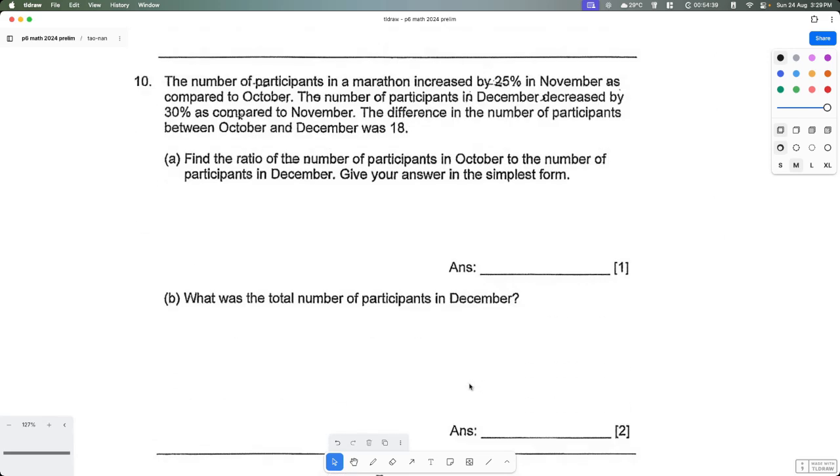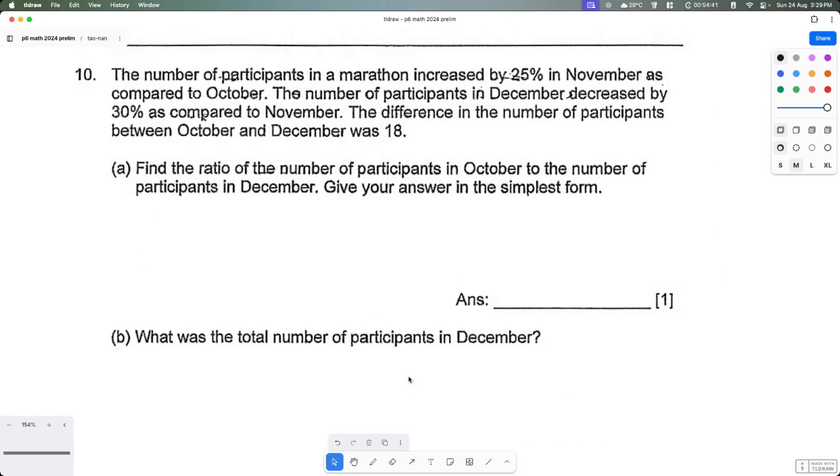Let's move on to question number 10. Okay, so question 10 says the number of participants in the marathon increased by 25% in November as compared to October. The number of participants in December decreased by 30% as compared to November. The difference in the number of participants between October and December was 18. Find the ratio of the number of participants in October to the number of participants in November.